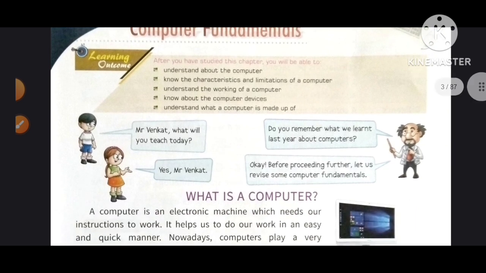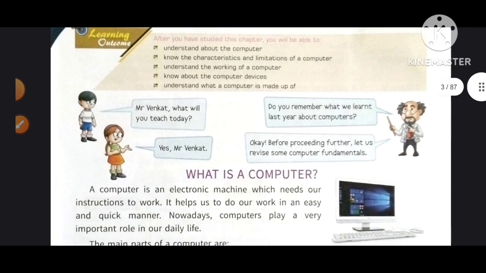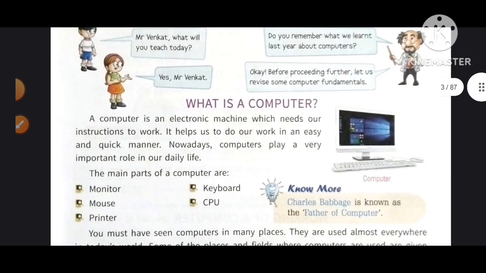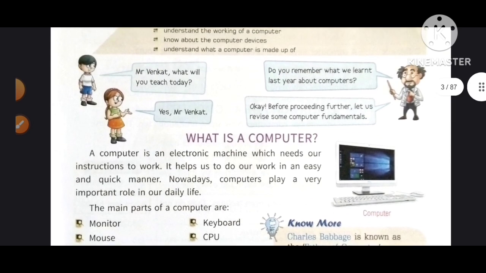Okay, and fundamentals here means the basics of computers. Whatever we are going to discuss are the basics. What is computer? What are the types of computer? What are the shortcut keys? What are the main parts of computer? We can discuss all the things one by one.